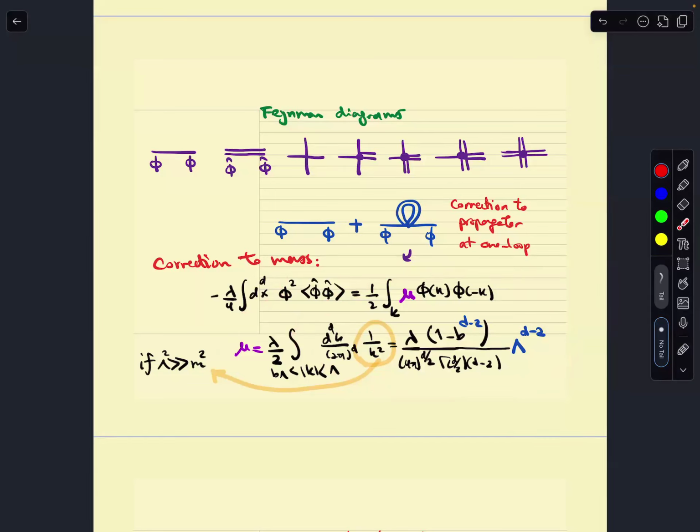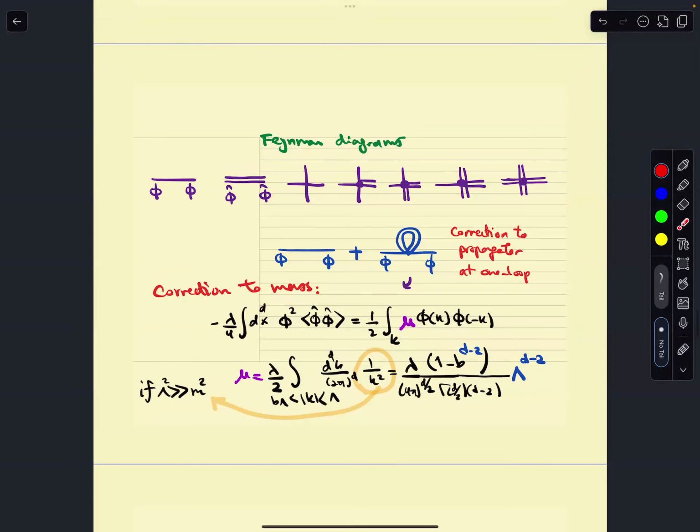Is this step clear? What is this mu? This mu is the one loop correction to the propagator due to integrating the momentum modes phi hat, right? Due to integrating out the thin momentum shell and performing that part of the path integral. Any questions? Okay.